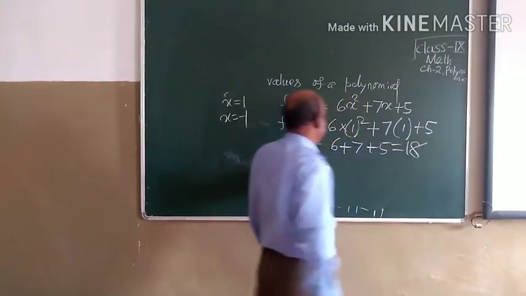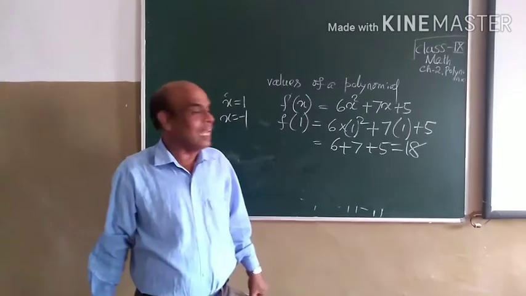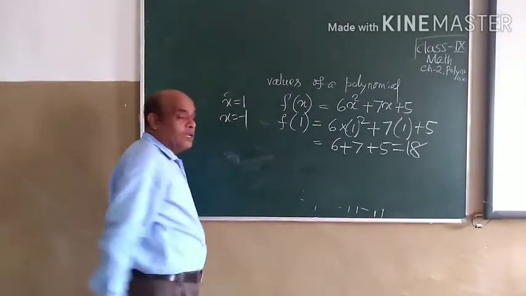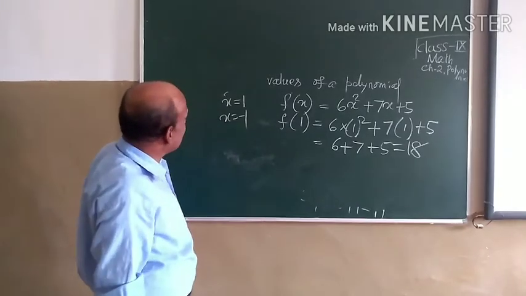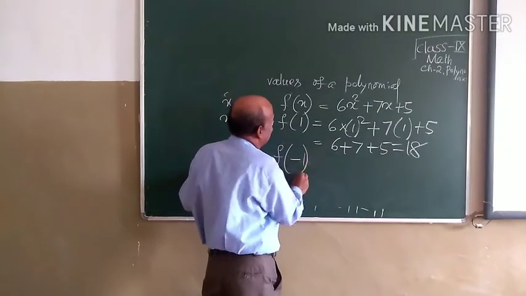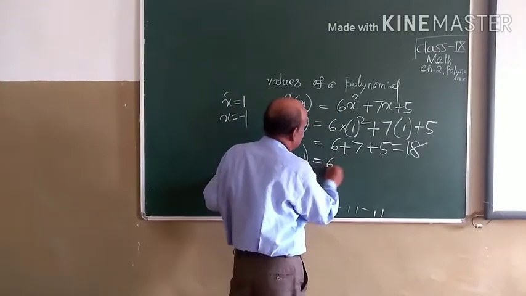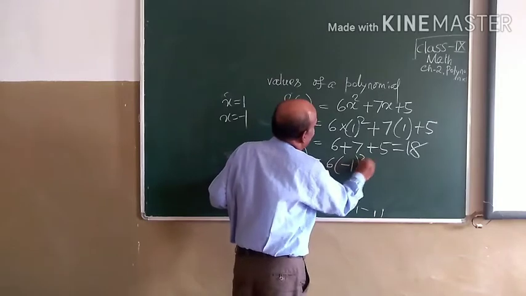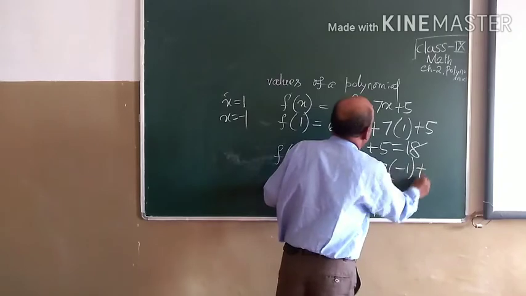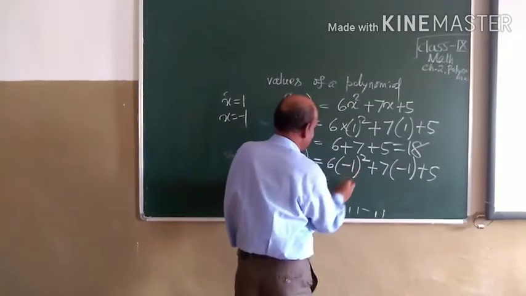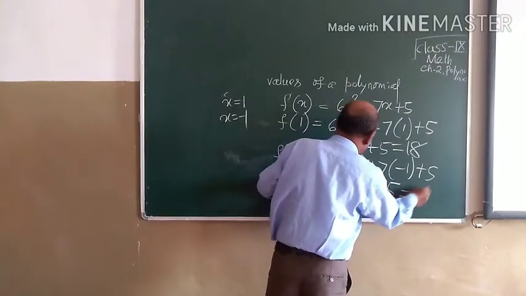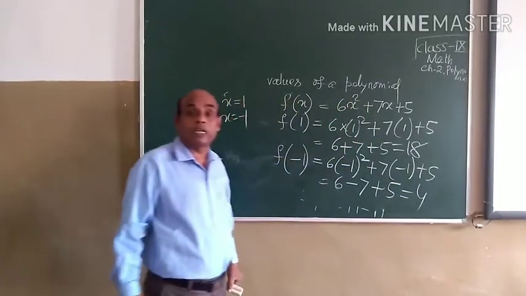Total is 18. Like this way, you also have to find the value of the polynomial when x is equal to minus 1. So we will write f(minus 1) is equal to 6 into square of minus 1 plus 7 into minus 1 plus 5. So that is 6 minus 7 plus 5. That is 4 after calculation.